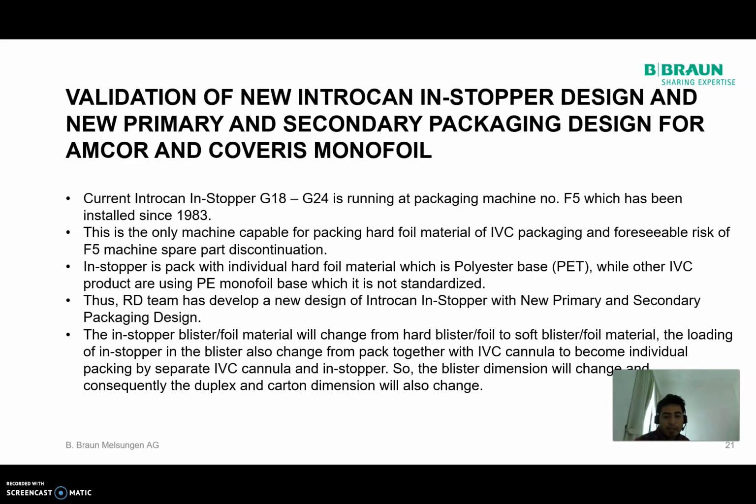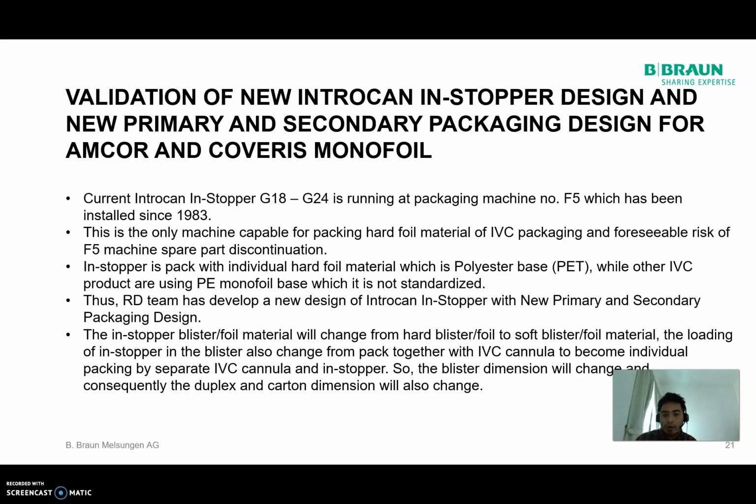For the second project that I have been involved in at B. Braun, validation of a new Introcan Instopper design and new primary and secondary packaging design for MCOR and Coverage monofoil. For the current Introcan Instopper for G16 until G24, G stands for gauge. Gauge 24 is running at packaging machine number F5, which has been installed since 1983. I think it is more than 30 years, right?